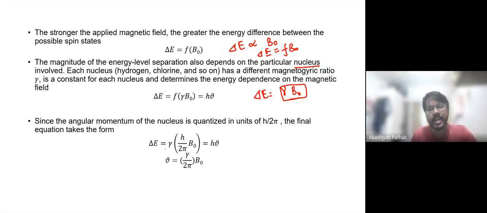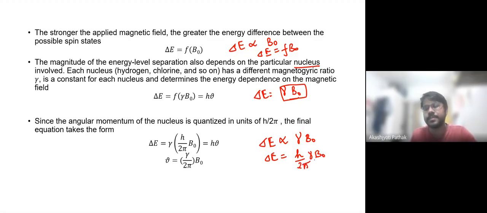The final equation that we get is that the energy separation between the two states is given by ΔE = γh/2π B0. So what did we learn from this slide? The energy difference between the two states is dependent on the applied magnetic field, and it is also dependent on the type of nucleus, which means it is dependent on the gyromagnetic ratio of the nucleus. When you remove this proportionality constant, what you get is h/2π γ B0.